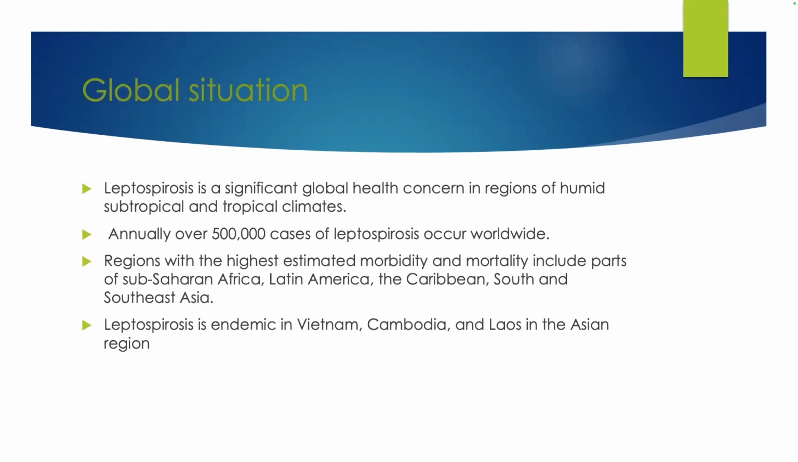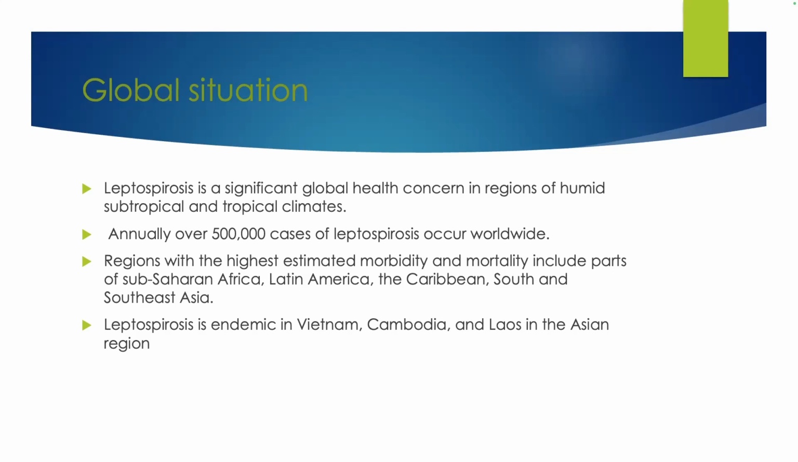When we consider the global situation, leptospirosis is a significant global health concern, especially in the humid subtropics and tropical climates. There are about 500,000 cases reported annually, though it is often underreported. And around 50,000 deaths are reported worldwide annually. But there are certain misclassifications as well, so there could be more numbers which we don't see properly.